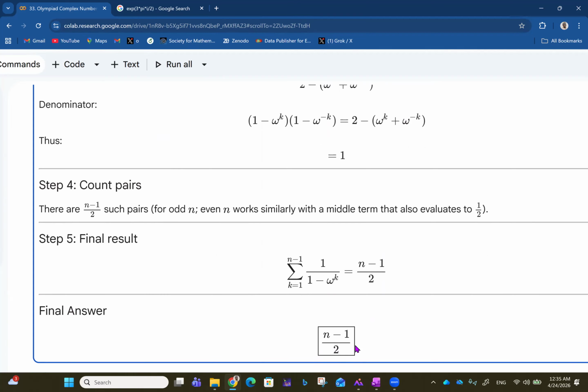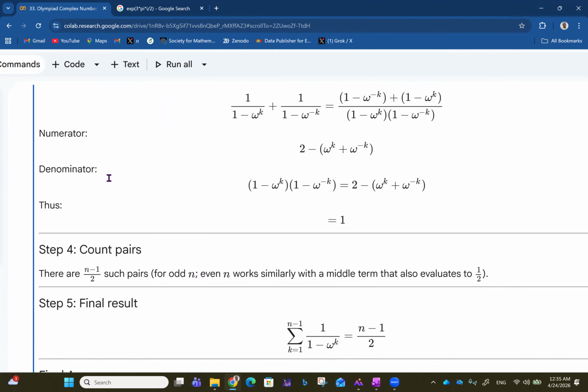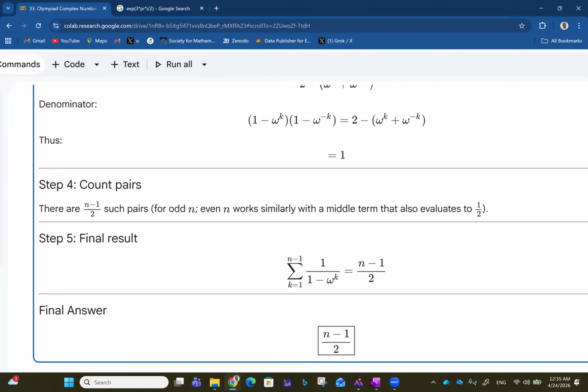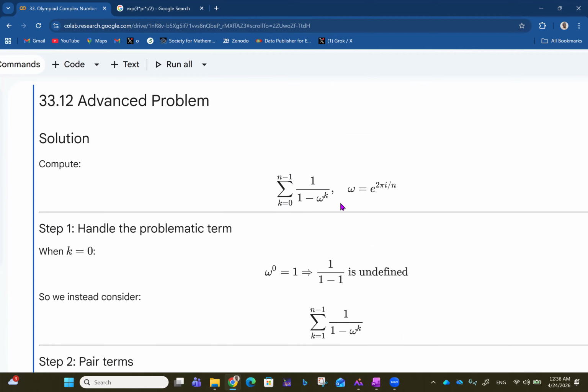If we then count the pairs now, we are pairing k with n minus k at the same time. So we count pairs of that. In that case, there are n minus 1 over 2 such pairs for odd n. Even n works similarly with a middle term that also evaluates to half. So the final result is that the summation from k equals 1 to n minus 1 of 1 over 1 minus omega raised to k is n minus 1 over 2. And the final answer is n minus 1 over 2. So that's the computation for this expression right here.